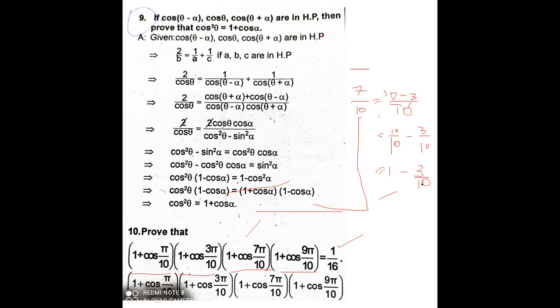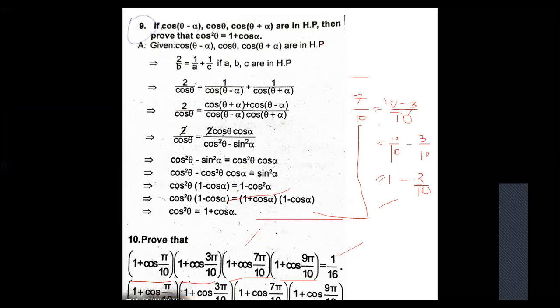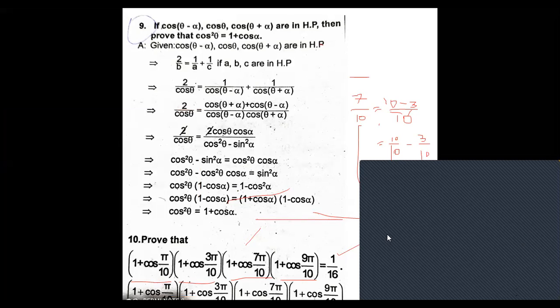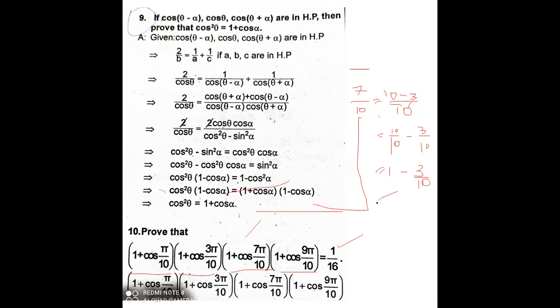Can we do it like this? 7 by 10 can be written as 1 minus 3 by 10. We have learned this in fractions. 7 by 10 can be written as 1 minus 3 by 10. Similarly, 9 by 10 can be written as 1 minus 1 by 10.